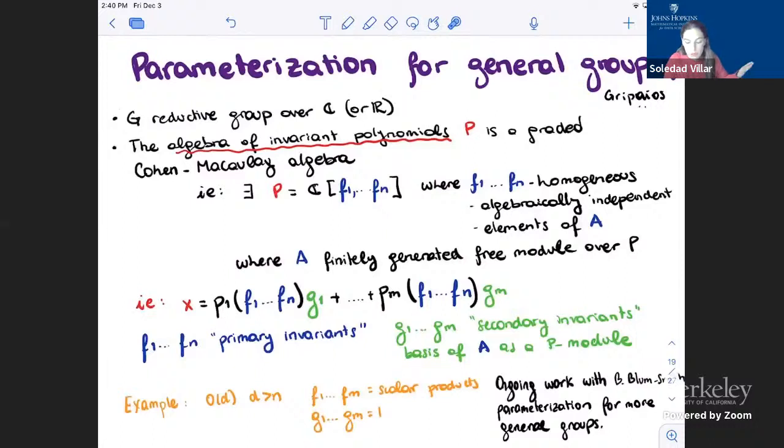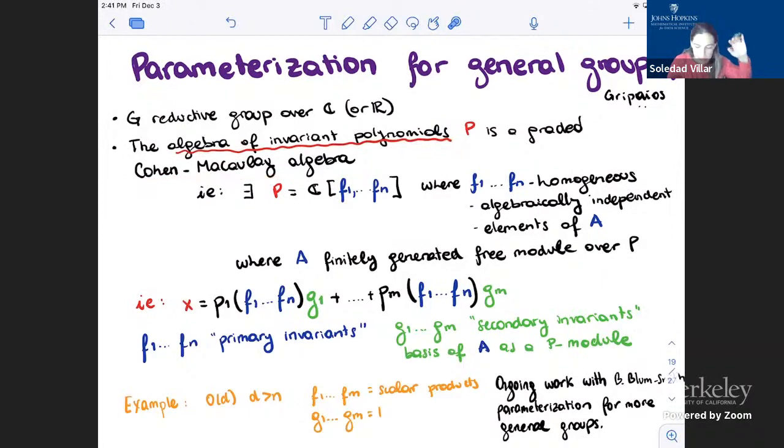And for general groups, that's something you just asked me: what do you do for general groups? Basically, we say that G is a reductive group. Matrix groups are in this class. So we know that the algebra of invariant polynomials is a graded Cohen-Macaulay algebra.